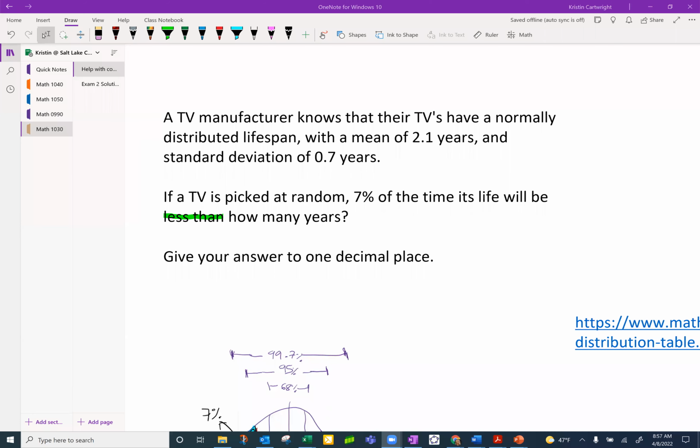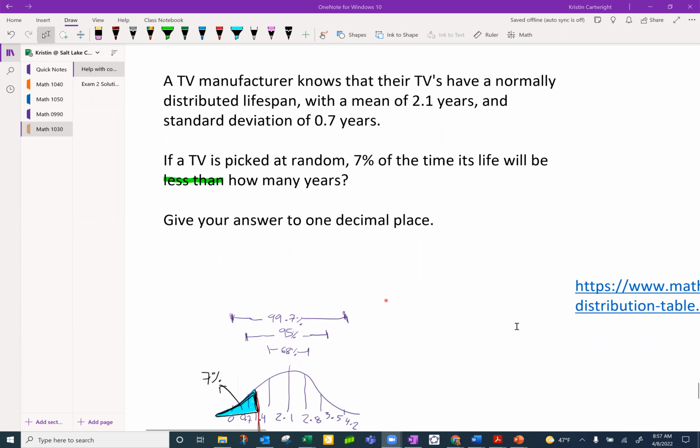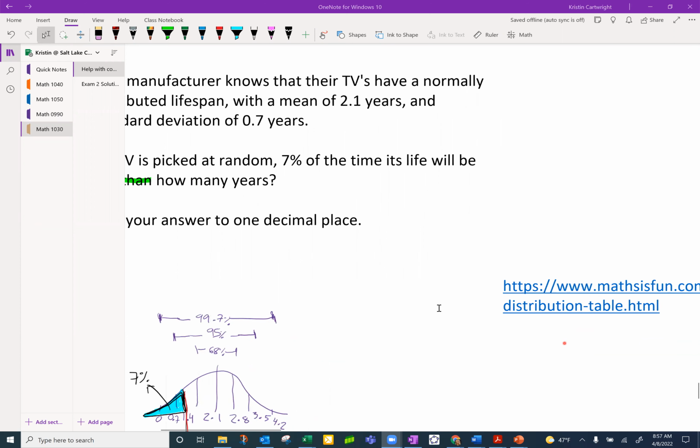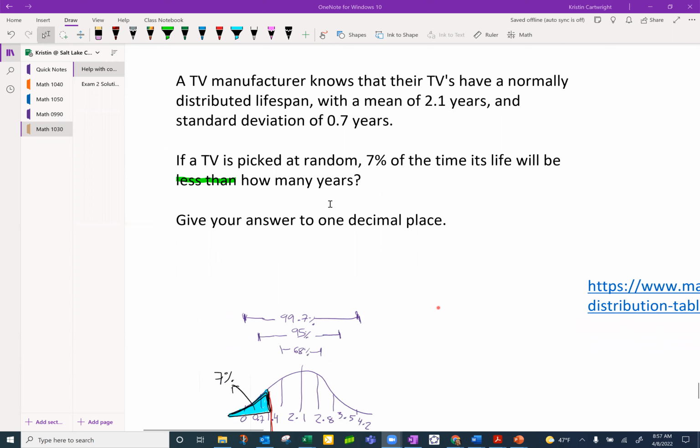Hi, in this video, we're going to go through how to use a normal distribution, a normal curve, as well as this interactive normal curve to solve one of the homework problems. The homework problem states: a TV manufacturer knows that their TVs have a normally distributed lifespan with a mean of 2.1 years and a standard deviation of 0.7 years. If a TV is picked at random, 7% of the time its life will be less than how many years?